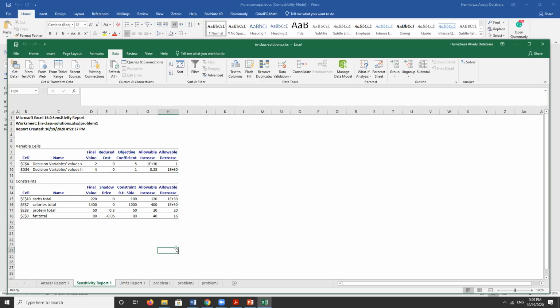Also, you can change. You can increase protein and fat by 20 or 40, or decrease them by 20 or 60, and it doesn't change your optimal solution. It just says how much flexibility you have on the constraint.